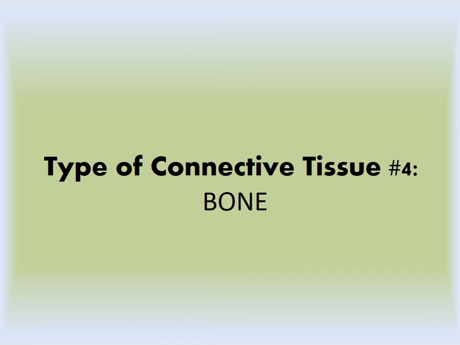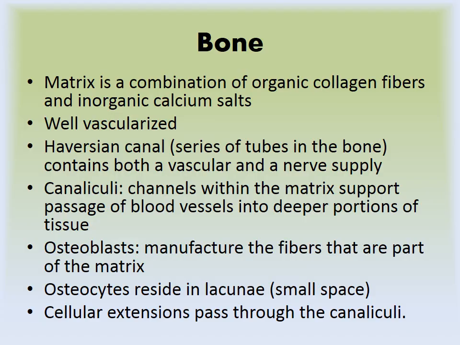So the fourth type of connective tissue that we're onto is bone. Bone, okay, so it's a matrix. The matrix of bone is a combination of organic collagen fibers as well as calcium salts. The bones are very well vascularized. A lot of people are under the misunderstanding that bones are just this solid mass and nothing goes in or out of them, and that's absolutely false. They're very well vascularized, so there are vessels feeding into the bones.